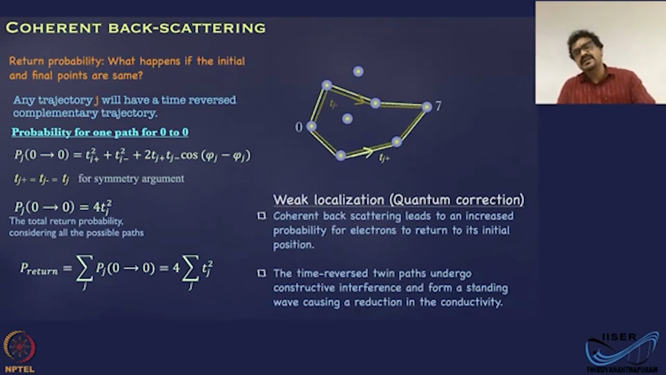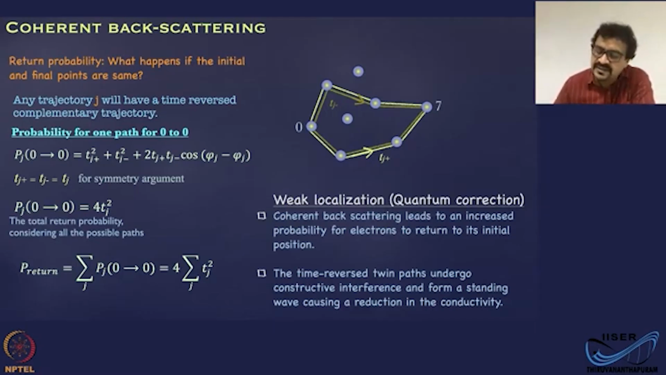In actuality, it doesn't need to be exactly the same point. If those two points are separated by a distance less than the elastic scattering length, we are okay, because then the wave function is spread over that small distance. What I am trying to say is we don't need to consider exactly 0 to 0. You can have another point very nearby, which is also almost like a return probability. But let us consider the exact point.